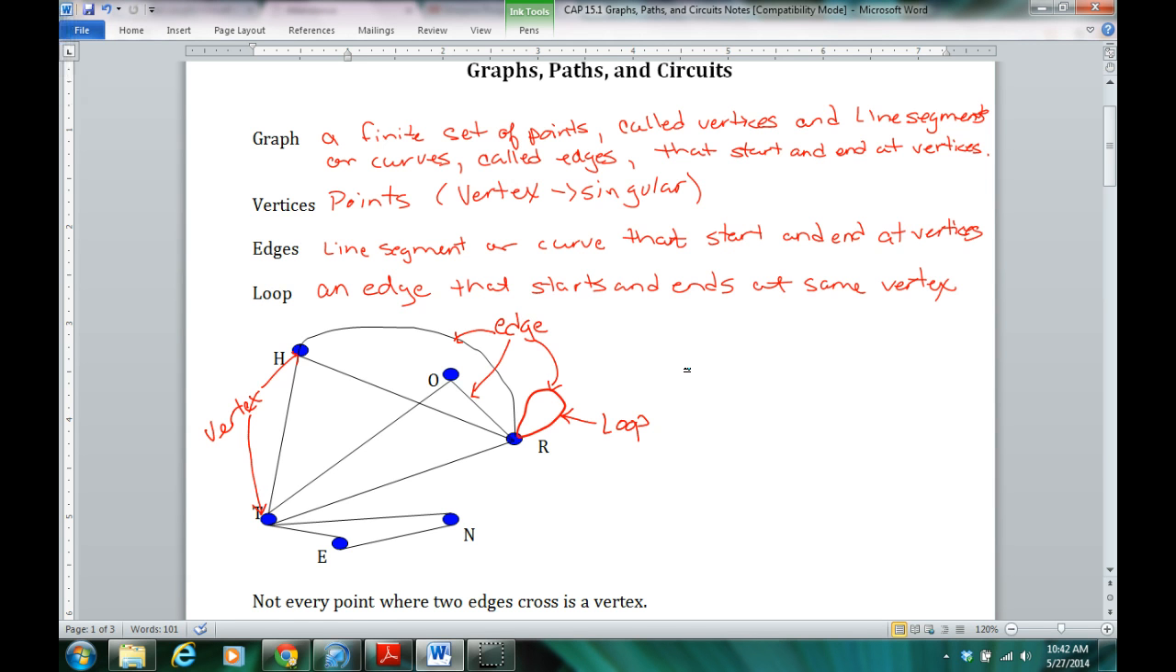Okay? It says not every point where 2 edges cross is a vertex. There's an example of that right here. Just because the 2 lines cross does not make it a vertex. It's not a beginning or an end point on this edge. Just happens to be where the paths cross.